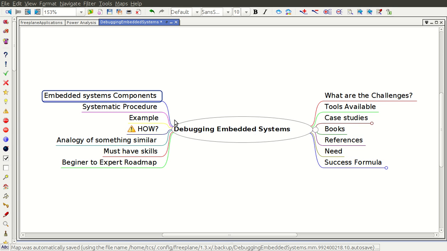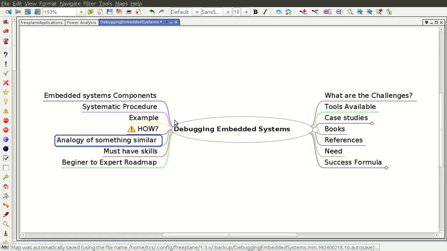What are the components of an embedded system? Is there a systematic procedure which you can follow to debug an embedded system? I'll provide you with certain examples. I'll tell you how to debug from a practical standpoint. I'll walk you through an analogy: is there something similar that I can use and relate to?